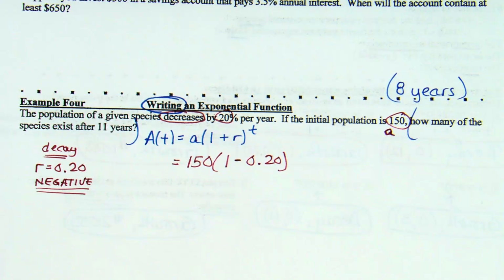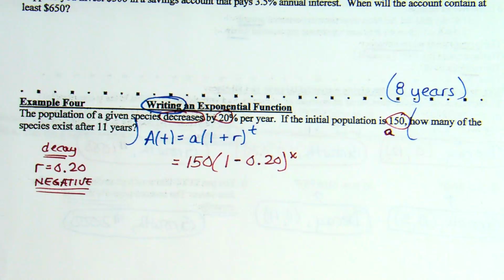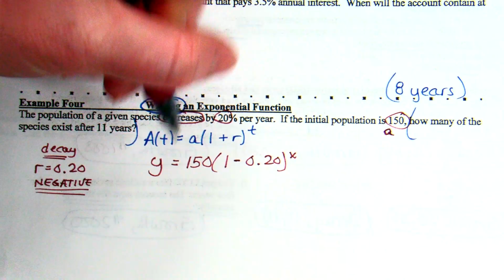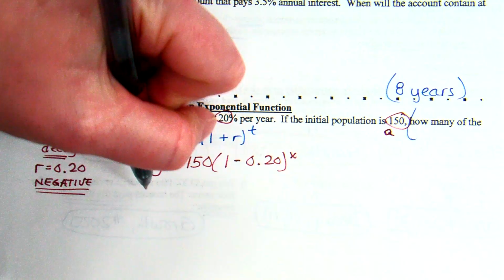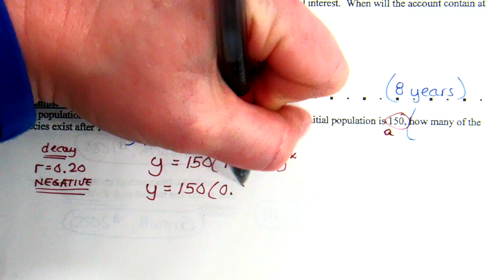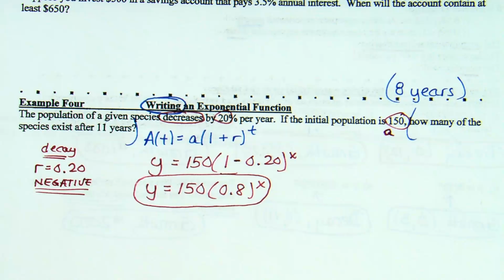For the moment, do we know how many years? No, because I'm trying to write an equation. So I'm actually going to use x. I'm going to change this equation to be in terms of x and y. If that's the case, that's x. And instead of a of t out front, this is a y. Now, the one thing you can clean up here, what is 1 minus 0.2? 0.8. So if you're asked to write an equation, one way to write it is y equals 150 times 8/10 to the x.